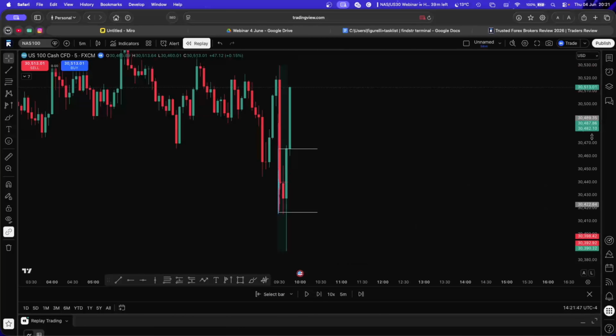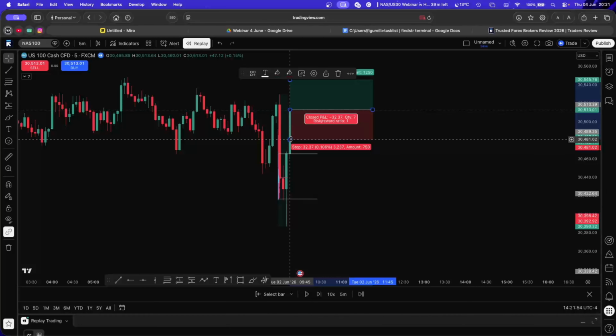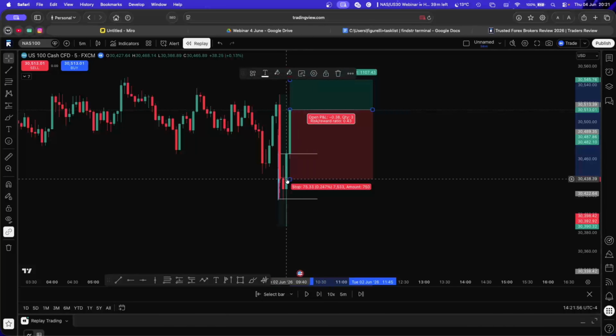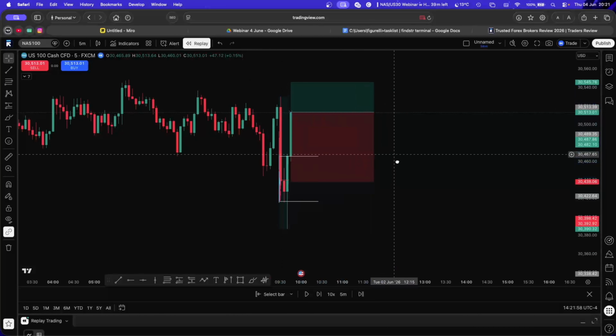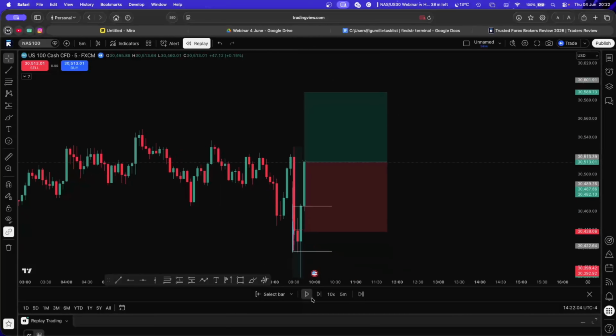Immediately we closed above, as you can see right over here. So you can enter your position right over there. Stops below point of control, the red line. And let's first target a 1 till 1 to see if we can get a break-even trade.